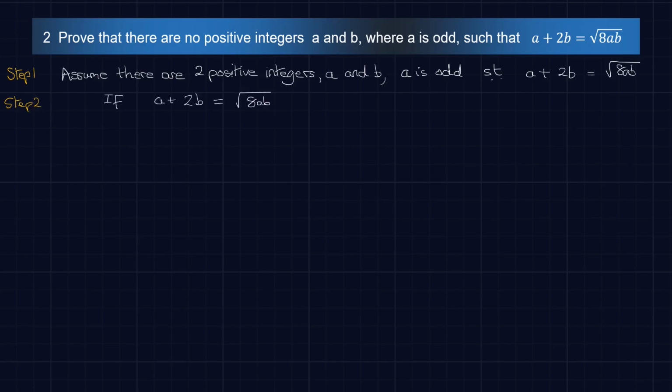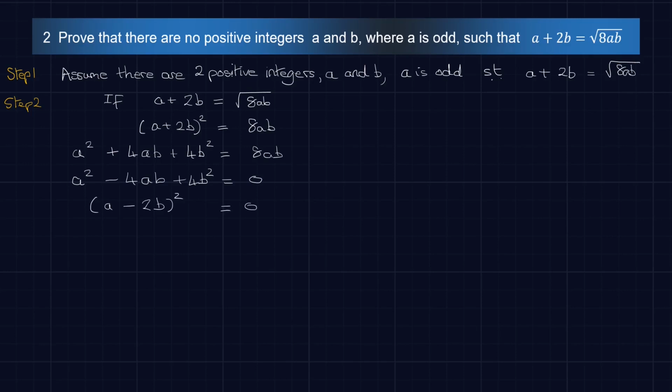A natural thing to do is square both sides to get this, and then multiply out. Collect terms on the left, and we have this. And we should spot this factorizes to give this. Then we can take the square root of both sides, which means a equals 2b. And that means a is an even number because b is an integer.